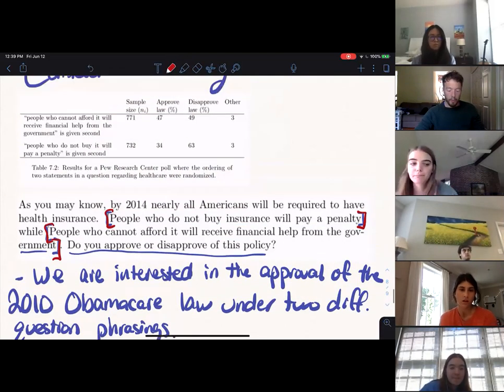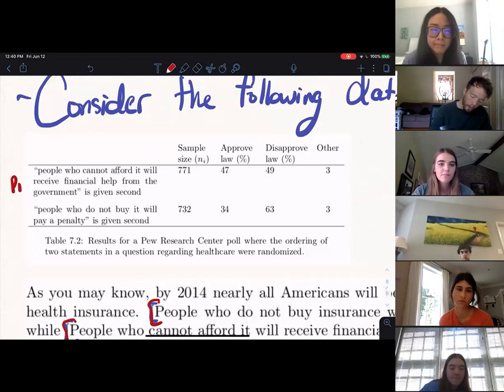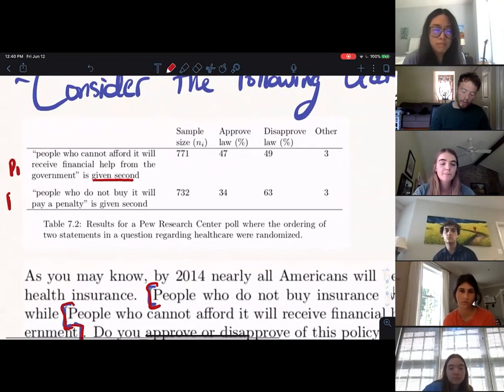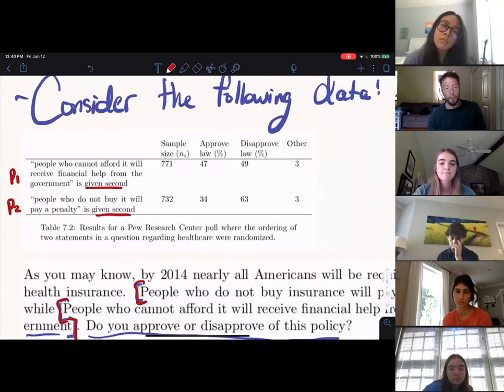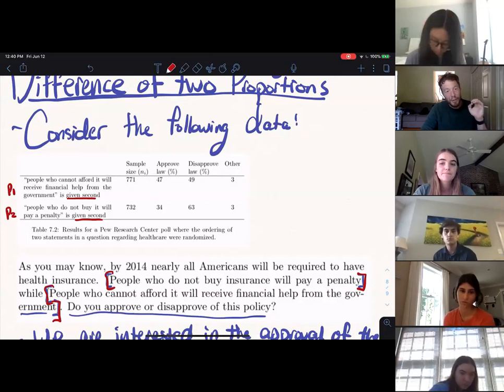And these are the responses that they got for these two groups. This first group, I'm just going to call it P1, is the group where they talk about financial help as the second thing that they say. And the second group is the group where they talk about paying a penalty as the second thing that they say. So the question is, they're getting approve, disapprove, but they're not actually asking whether or not the American public approves. They're really asking, does the rate of approval change if we ask the question slightly differently?